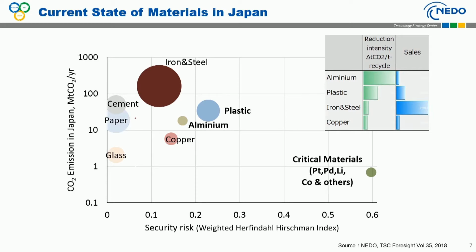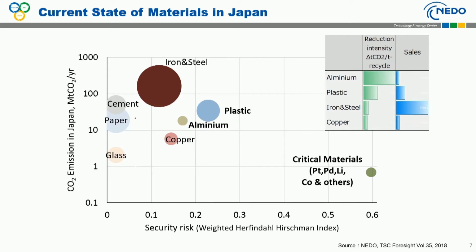It is a little complicated, but it shows the current status of various materials in Japan. For a resource-importing country like Japan, it is very important to secure a stable supply. A weighted Vidal index is used as a risk indicator for security and is shown on the horizontal axis. The vertical axis shows CO2 emission on a low scale. The bubble size is sales. The rightmost plot shows a high risk for a stable supply.